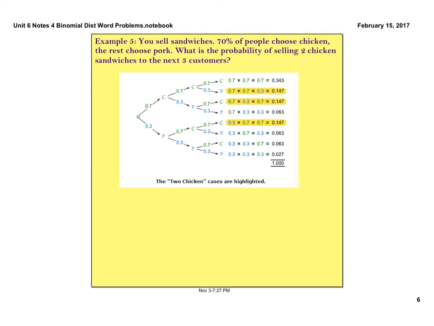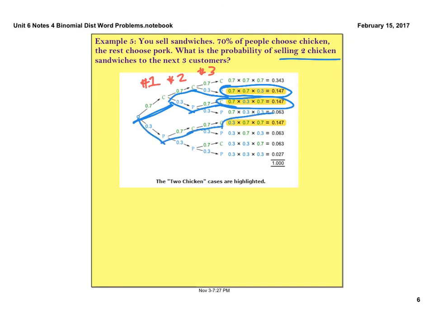So we drew a tree diagram for you here where you've got customer number 1 in this first tree, then customer number 2 in this second tree, and then customer number 3 in this third tree. The point that we want you to see here is that there's a couple of different ways that this could happen. You could have a 0.7 because you're looking for 2 chicken and 1 pork. That means you could have a chicken and then a chicken and then a pork. That's where this one comes from. You could also have a chicken and then a pork and then a chicken. That's where this one comes from. And you could have a pork, but then a chicken and a chicken. That's where this one comes from.